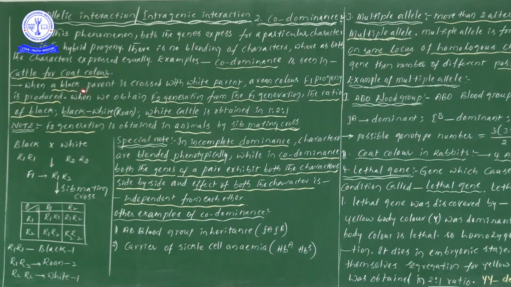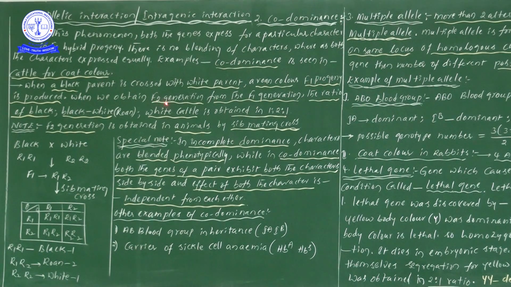Now let us take the example: when a black parent is crossed with a white parent in cattle, simply we can take this explanation in animals. One black parent, when crossed with a white parent, a roan color F1 progeny is produced. The mating between black and white gives roan color, which is a mixture of black and white. Roan color offspring are observed in the F1 progeny.